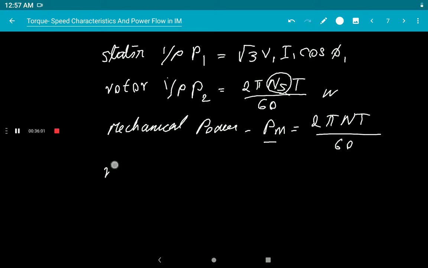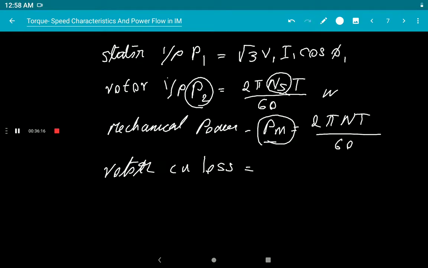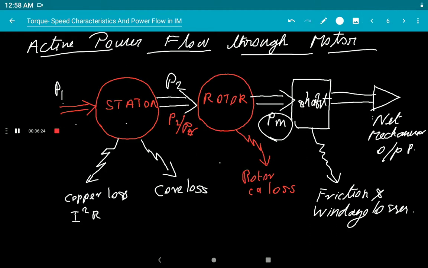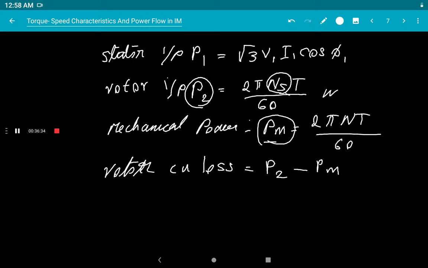And rotor copper loss is equal to, what will be the rotor copper loss? We know the rotor input P2 and the mechanical power Pm. So the difference of these two, P2 minus Pm, will give you the rotor copper loss. Now this rotor input is P2 and output is Pm. So this loss is P2 minus Pm.